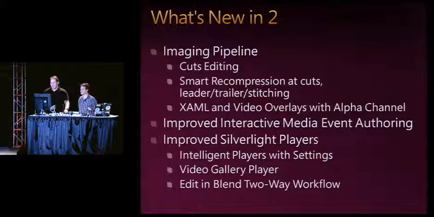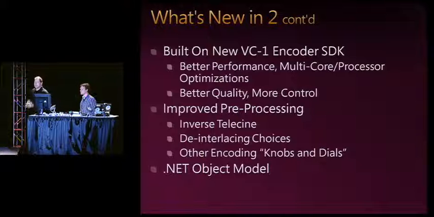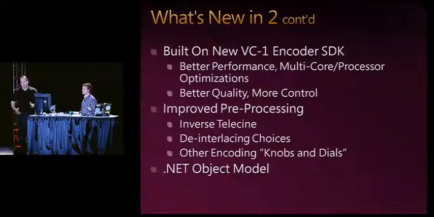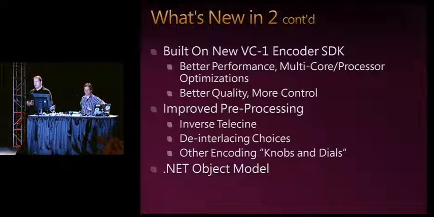We're going to show you our new video gallery player and a great workflow with Expression Blend. Just summarizing, we're also built on the new technology, the Microsoft VC1 encoder SDK. We're one of the first applications out there, which gives us better performance, scales across multi-processors, multi-core, it's optimized, and you get better quality, same file size, better quality. And we threw in some improved pre-processing. How many of you get interlaced sources, for example? Yeah, so we threw in more capabilities for interlacing choices and some very special technology, which we'll talk about in a minute. Many knobs and dials for those of you who really want to get the best quality possible.